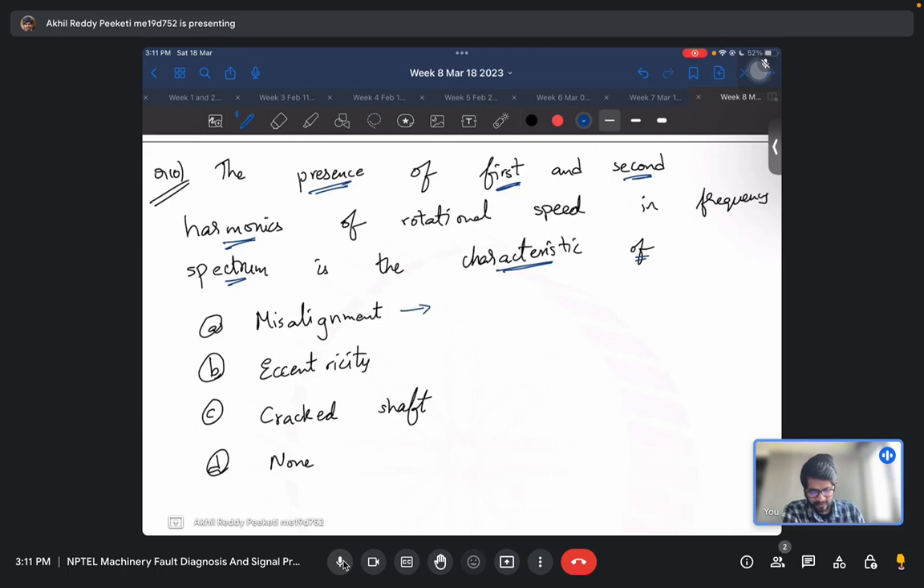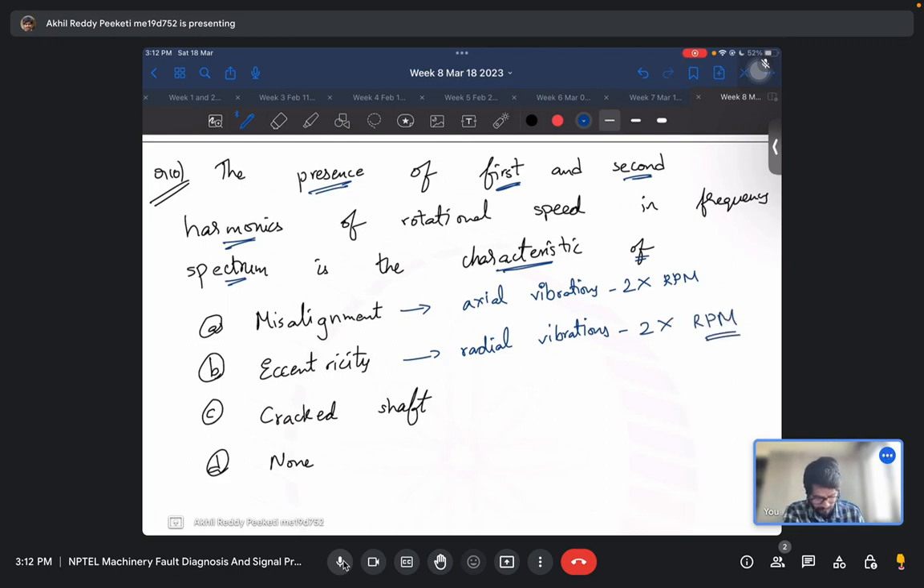So we saw that misalignment will actually have axial vibrations at 2 times the RPM, and eccentricity you will have radial vibrations at 2 times the RPM.